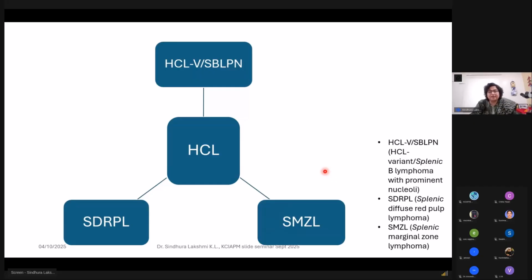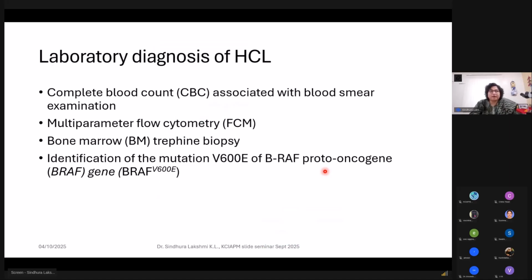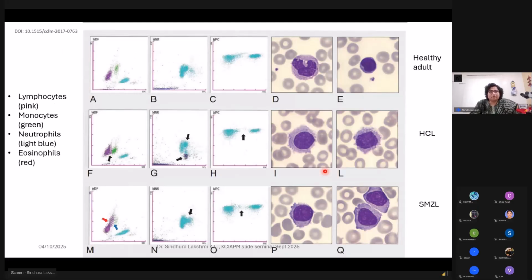So three different differential diagnoses. One is HCL variant, now known as splenic B-cell lymphoma with prominent nucleoli. Second DD is SDRPL, that is splenic diffuse red pulp lymphoma. And the last one is splenic marginal zone lymphoma. Now, how do we rule out each of these? We'll come to that. So one is the automated cell counter scatter and also morphology.